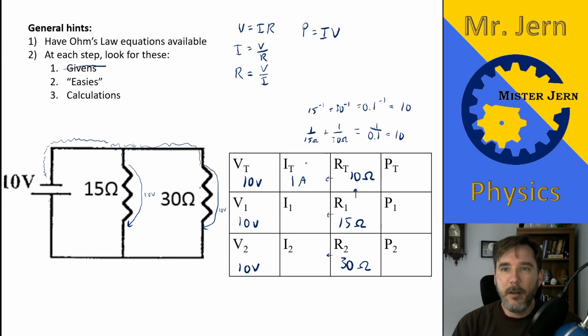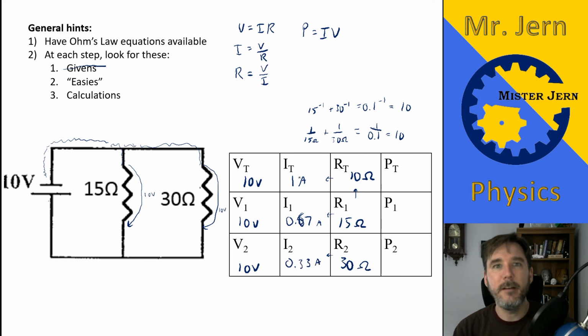So current is V divided by R. I'm going to take my voltage, 10 volts, divided by 15 ohms. For the first resistor, the 15 ohm resistor, I'm going to get 0.67 amps. It's actually 0.6666 repeating, 2/3 of an amp. And then we have 10 divided by 30 for our last one. That's going to be 0.3333 repeating, 1/3 of an amp. Does that add up to 1? It does. So we're good.